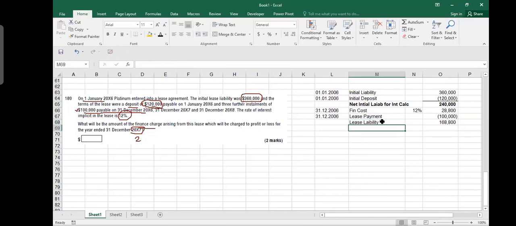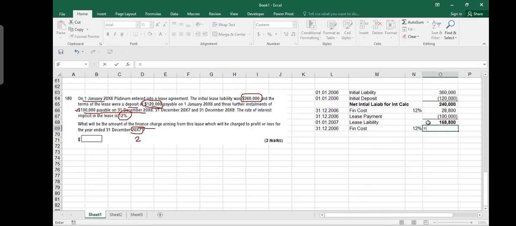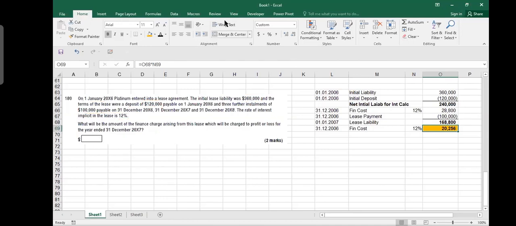And I would call it lease liability, and this is on, let's call it, 01/01/2007. So when you are putting the dates, it will be clear to you what you are doing. So on 1st January 2007, you've got a lease liability of 168,800. And then on 31st December, you should again make a finance cost of 12%. 1 year has finished. So 168 times 12% gives you 2256. And this is your finance cost, because what they asked in the question is what amount will be charged as the finance charge for 31st December 2007. So on 31st December 2007, our finance cost is 2256.